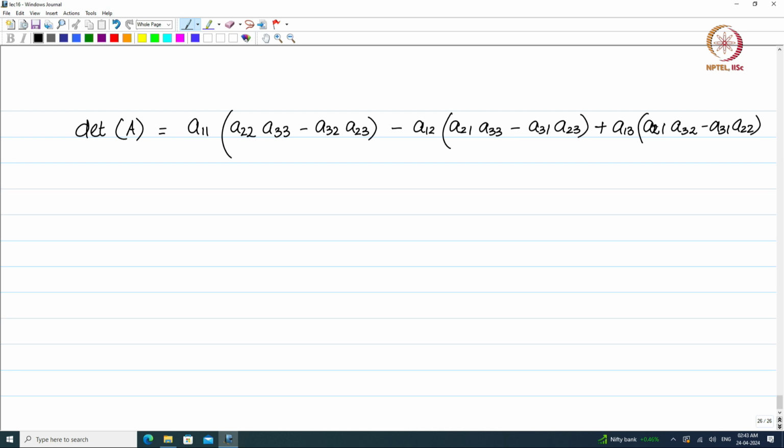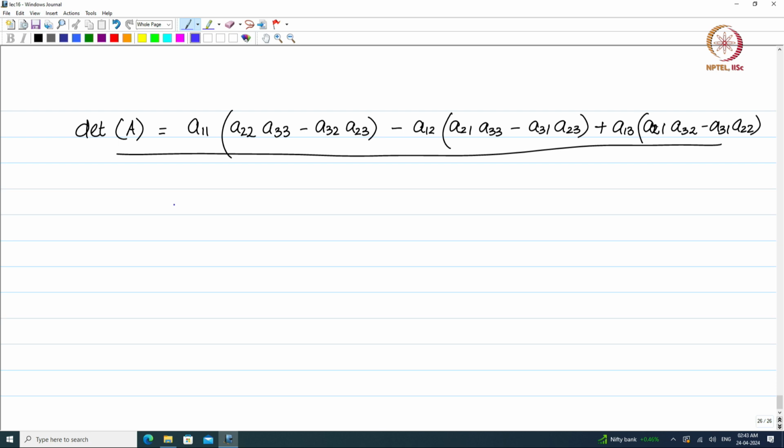Now, this is not something new. This is something which we have already seen when we looked at the volume of the parallelepiped. We exactly had something similar to this. Let us try to rewrite this expression in a different way, where we will see that this expression for the determinant is precisely the volume of the parallelepiped that we studied. So, let us look at that.